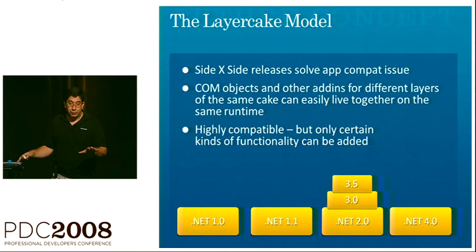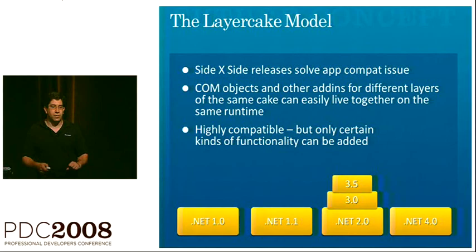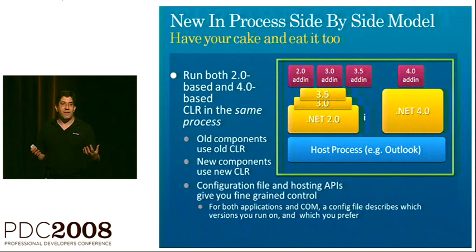So the layer cake model was our way of addressing that, right? In the layer cake model, we had the 2.0 stuff, then a 3.0 add-in can use that, and it's just adding new functionality. That's still very highly compatible. But it limited what we could do. That's why we've been holding back these great features. So what in-process side-by-side does is it lets you have your cake, namely high compatibility, and eat it too, namely get these great new features, right?